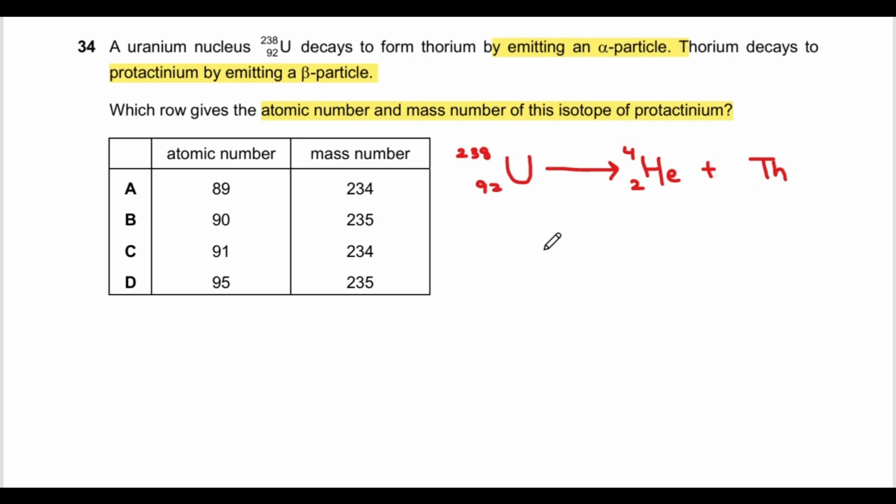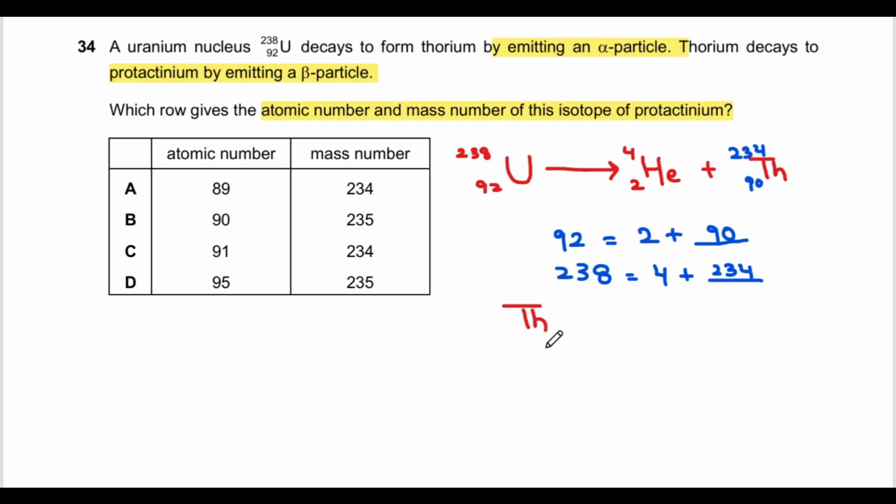So what are the atomic number and mass number of thorium? For this we can balance the equation. 92 is equal to 2 plus dash, which is the atomic number of thorium. What added to 2 makes 92? This is 90. So atomic number of thorium is 90. Then again 238 is equal to 4 plus dash, which is the mass number of thorium. What added to 4 makes 238? It is 234. So mass number of thorium is 234.